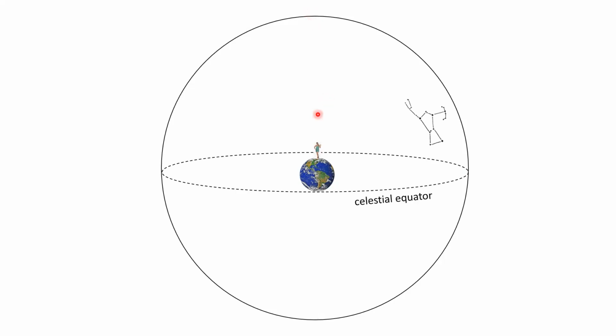So let's consider Shakira here standing at the North Pole of our planet, gazing at the constellation Orion. So we'll take this to be sometime in the winter. And let's actually move to Stellarium to better visualize the celestial sphere.